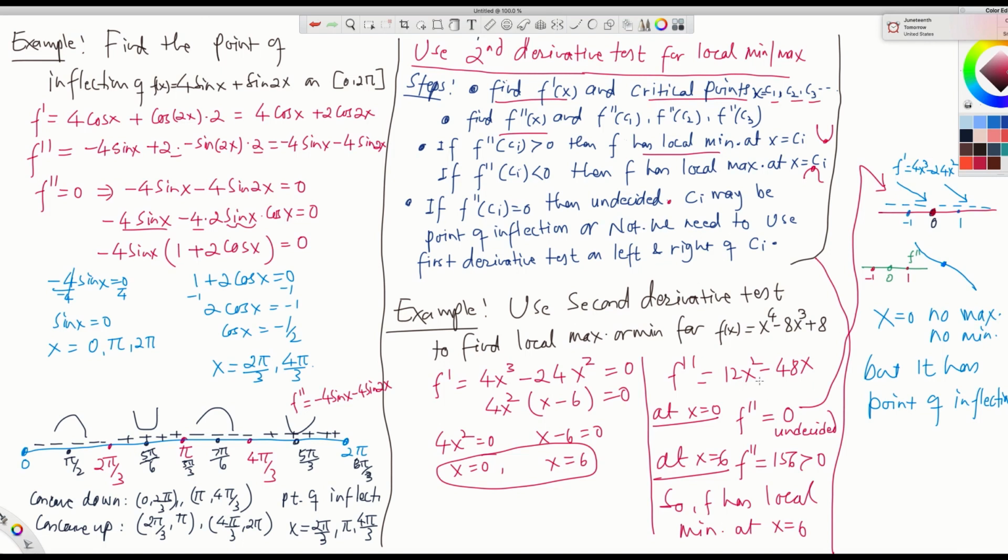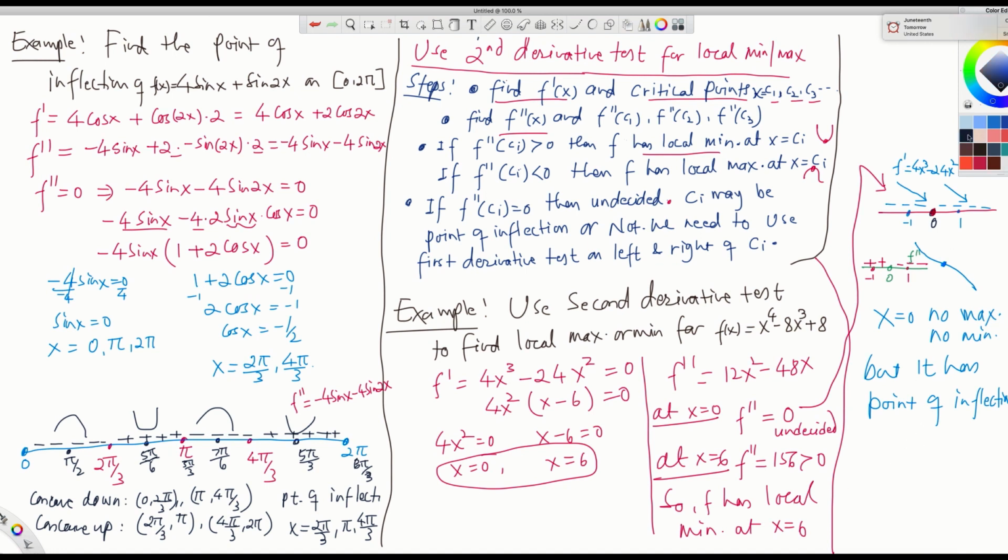If I plug negative 1 into the second derivative, what do you get? 12 times negative 1 squared is positive, minus 48 times negative 1 is positive. So this is positive, right? On the right, it will be 12 minus 48 if you plug in 1. 12 minus 48 will be negative. So it is concave up on the left side and concave down on the right side. So it is basically the point of inflection. Okay, so it doesn't have a local max, only the local min, right?